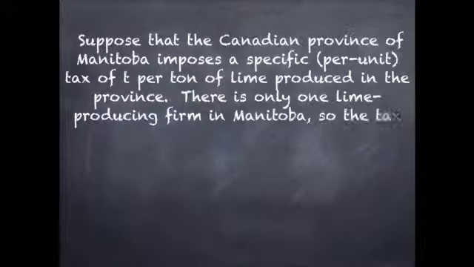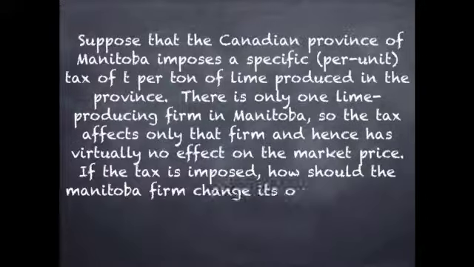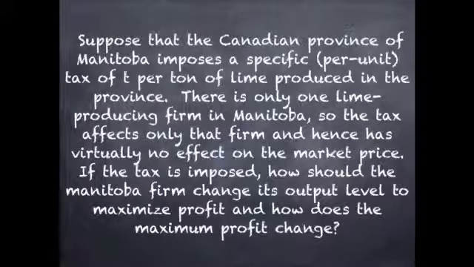Suppose that the Canadian province of Manitoba imposes a specific per unit tax of T per ton of lime produced in the province. There is only one lime producing firm in Manitoba, so the tax affects only that firm and hence has virtually no effect on the market price. If the tax is imposed, how should the Manitoba firm change its output level to maximize profit, and how does the maximum profit change?